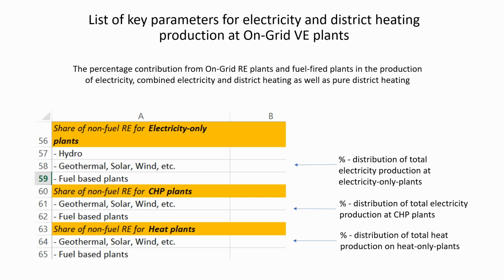In the Excel sheet here, we also fill out the distribution between geothermal, solar, wind, and fuel-based plants on the CHP plants and on the heat-only plants. The CHP plants and the heat-only plants will not be based on hydro, so we only need to fill out the distribution between geothermal, solar, wind, and fuel-based for these two technologies.